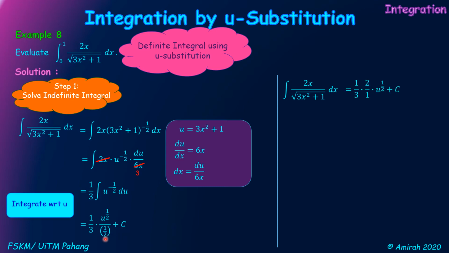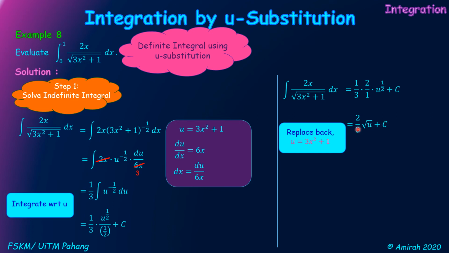Alright, after that, from here we have a fraction over a fraction here. So we can write over half here, we can write multiply by 2 over 1. We just exchange the numerator and denominator. And then we have u to the power of half and then plus c. After that we can simplify the constant, so we get 2 over 3, and then u to the power of half, we can write square root of u, and then plus c.